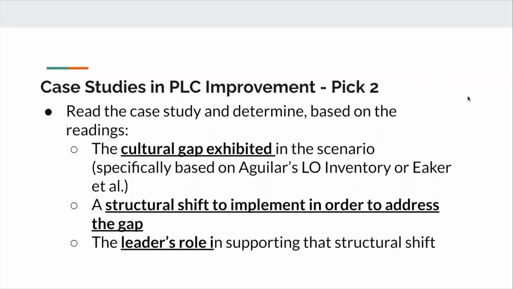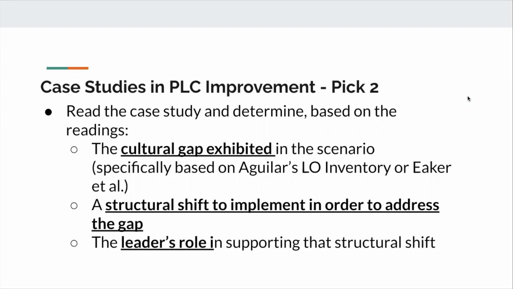Now that you have studied and can recognize those behaviors that are present in a learning organization with a healthy, strong, collaborative culture, you now will be applying that knowledge in some case studies. Based on the case studies, you're going to analyze two that are going to be given to you in the Google Doc after this video. We're going to give you an example here.